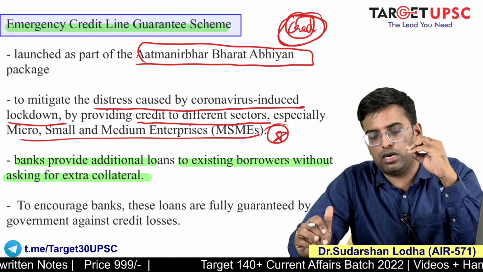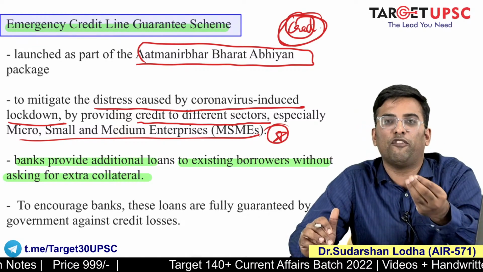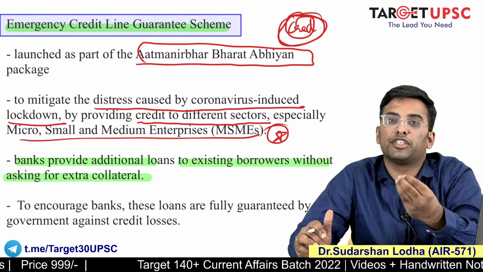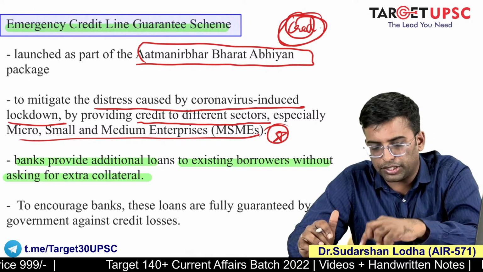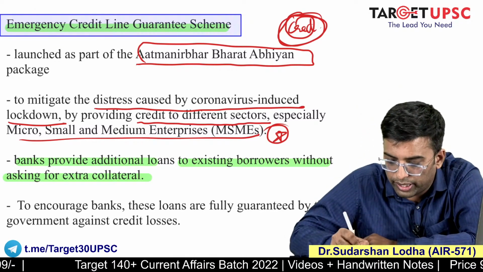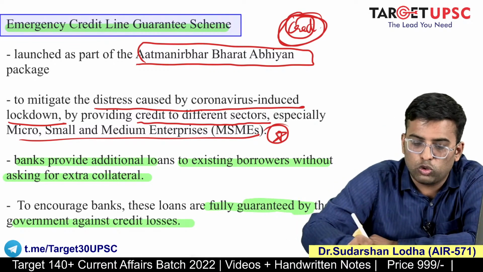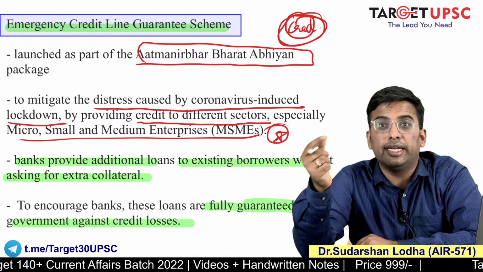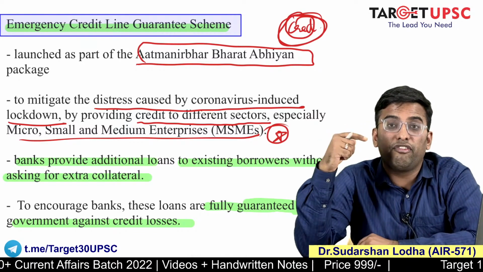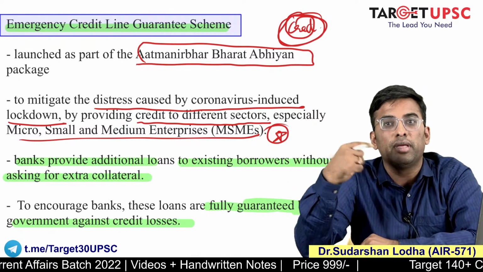To those who have already taken loan without any extra guarantee or collateral. तो ये आपको पता चाहिए. And the banks, to encourage banks, these loans are fully guaranteed by government against credit loss. तो why would bank give additional loan until they get a guarantee? क्या अगर if the MSME defaults, who would pay for them?